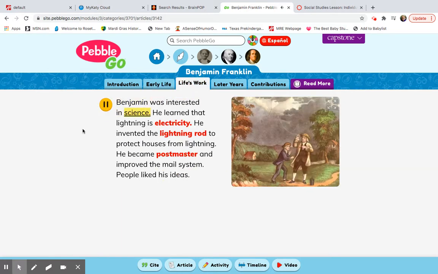Benjamin was interested in science. He learned that lightning is electricity. He invented the lightning rod to protect houses from lightning. He became postmaster and improved the mail system. People liked his ideas.